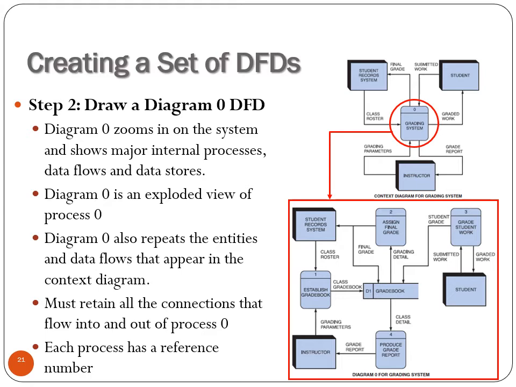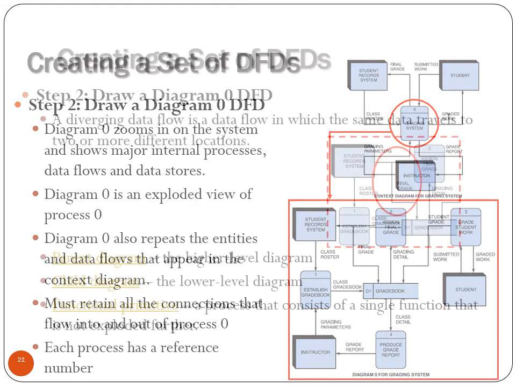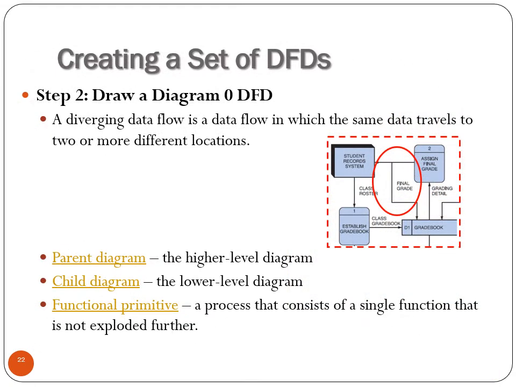Each process has a reference number. Look at here. All processes in diagram 0 have a unique reference number. The DFD may have a diverging data flow.